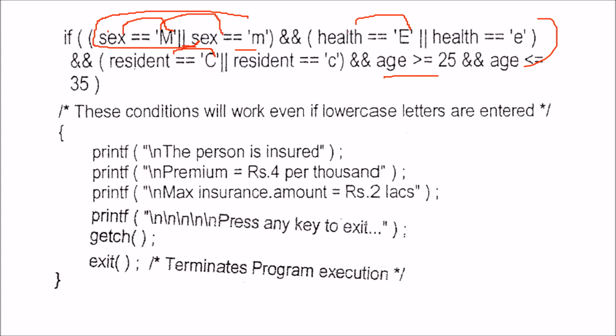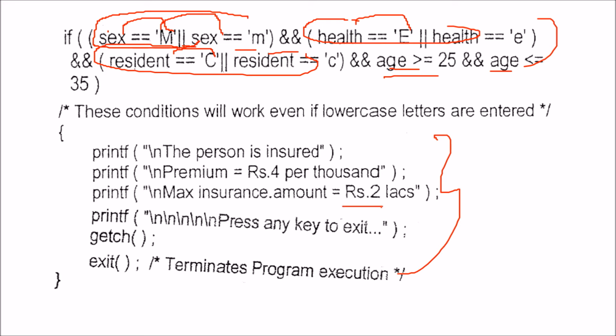But these conditions, they all have to be true. So that is why we have used the AND. And then we just print: the person is insured, premium is 4 per thousand, maximum insurance is 2 lakhs.